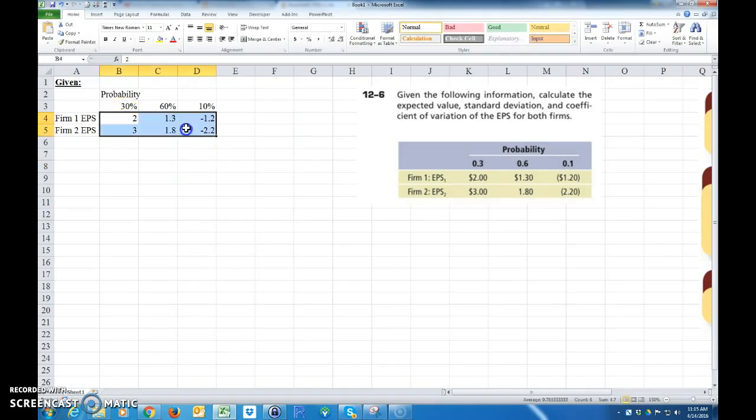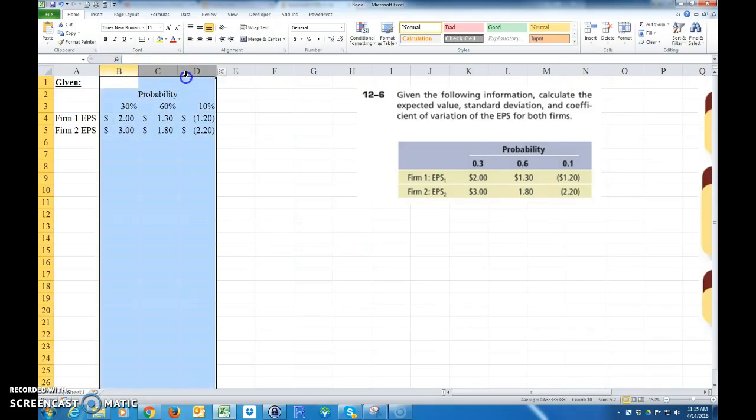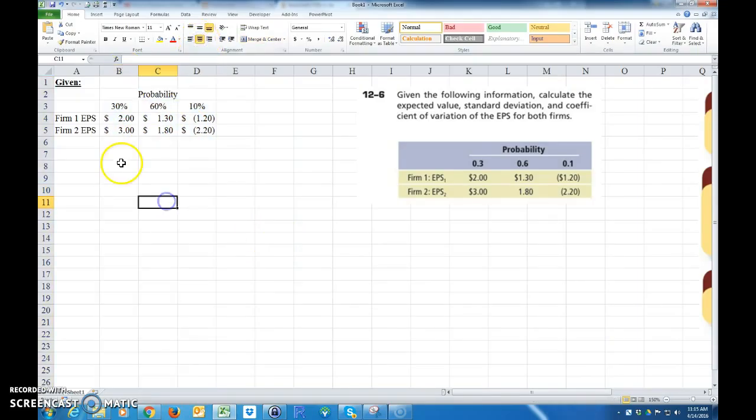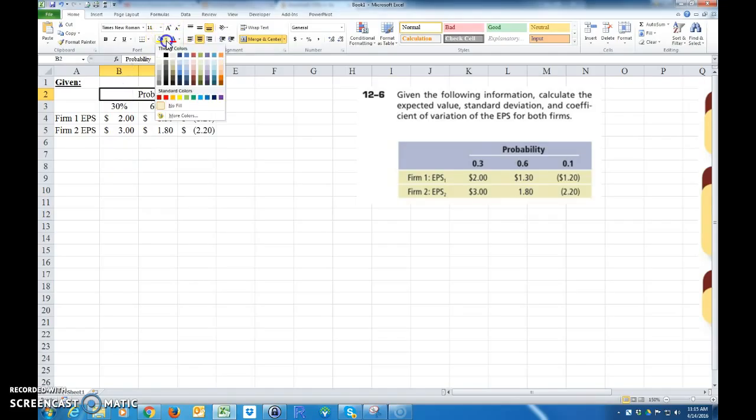And we'll go ahead and format all of these as dollars. Just to make it look nice, I'm going to highlight across here. I'm going to go merge and center. And I guess we can center all this stuff. Make that look nice, maybe shaded.